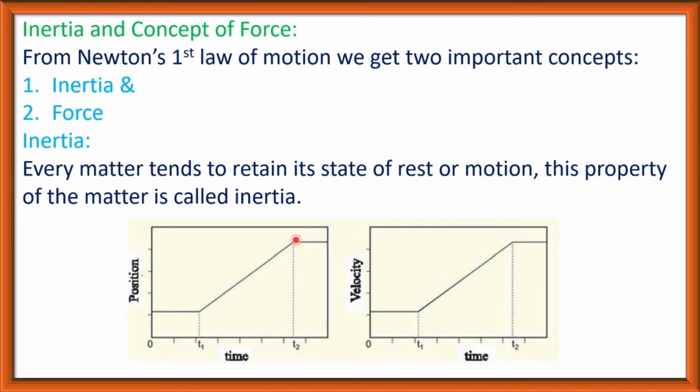And from t2 the object is at rest because there is no change in position in this portion. So only from t1 to t2 there is change in position. Here 0 to t1 there is no change in position, so there is no force, and from t1 to t2 it is uniform velocity. So in case of uniform velocity there is no applied force, and from t2 there is no change in position, so there is no force.